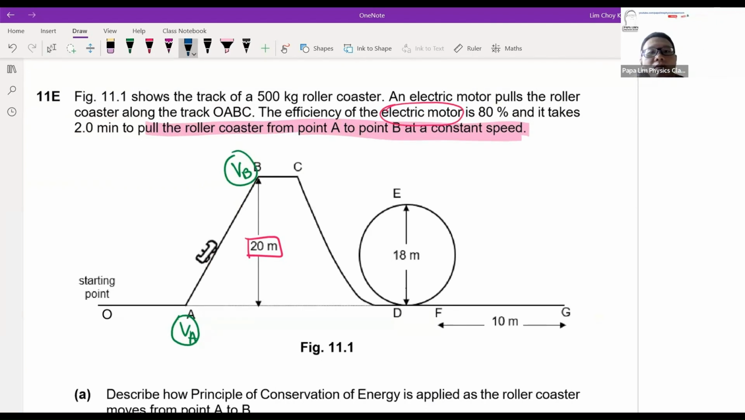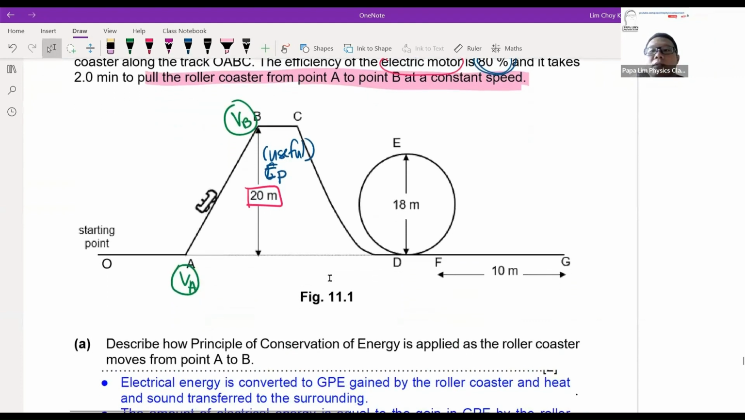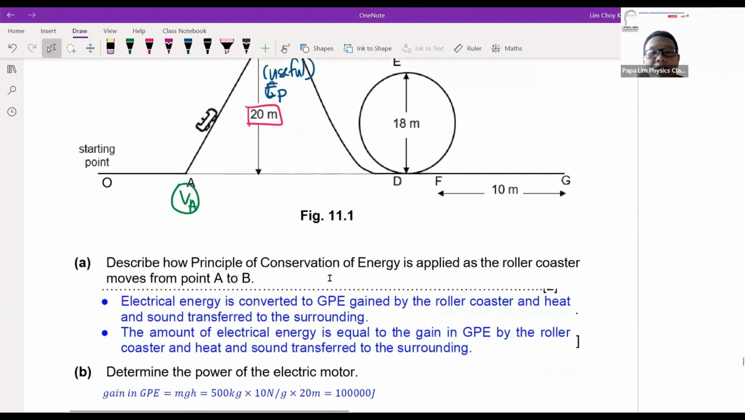Because the question is looking at the efficiency of the motor itself. The efficiency of the motor is 80%. Which means for every 100 joules of input from the motor, only 80% is actually used for useful energy. And in this case, this GPE is what we call your useful energy. So where does the 20% go? The 20% will be accounted for in terms of your heat loss to the environment.